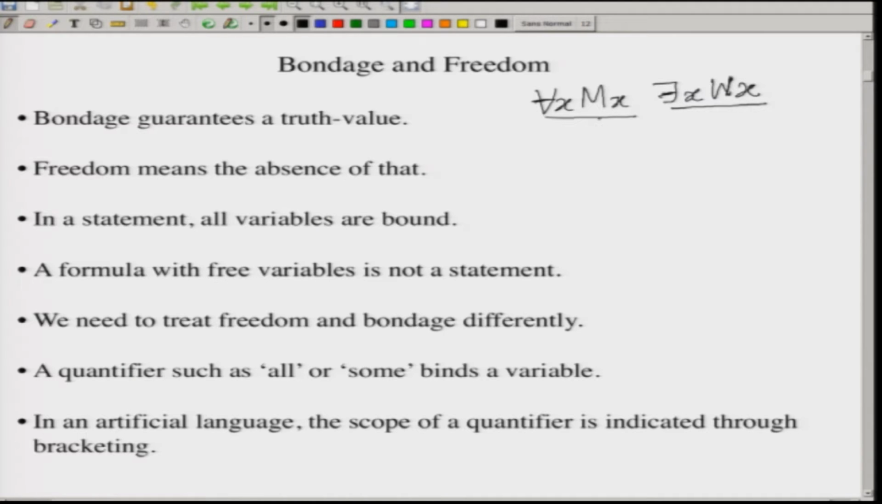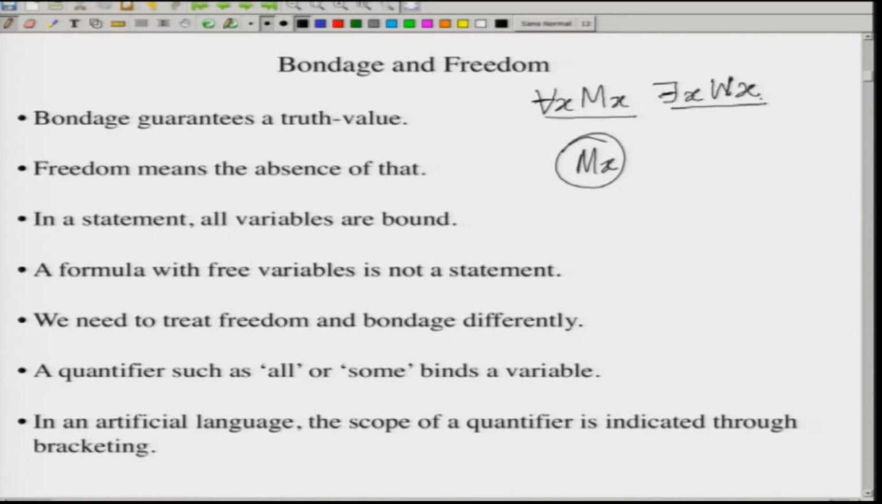So, as we have seen, m x will never have a truth value. In a statement, all variables are bound definitely. That is what we are trying to say. A formula with free variables is not a statement. We are summarizing whatever we said. We need to treat freedom and bondage differently. A quantifier such as all or some binds a variable.